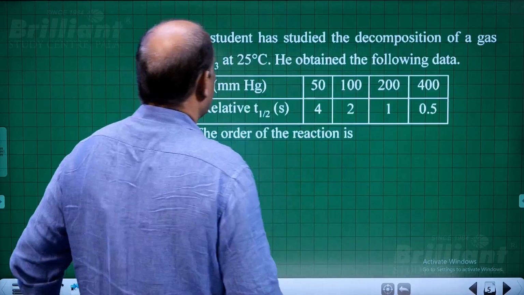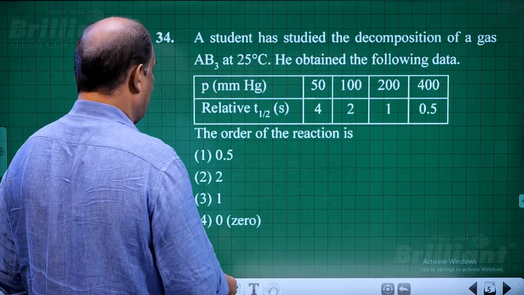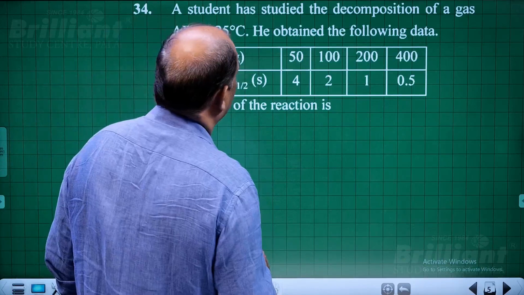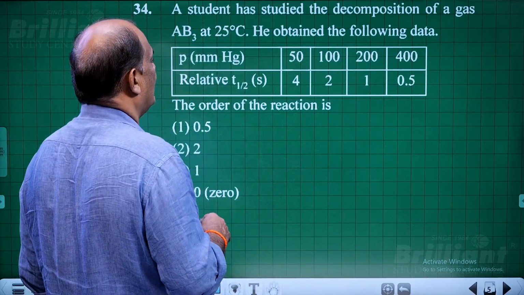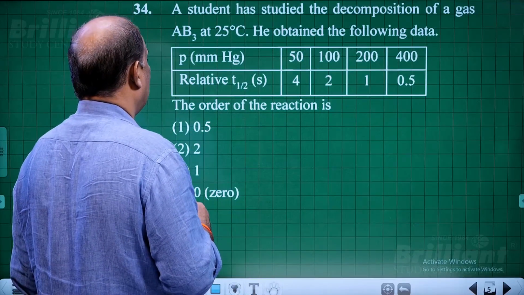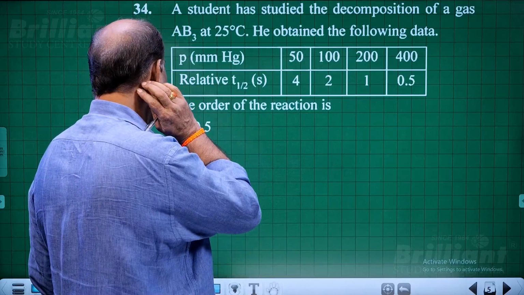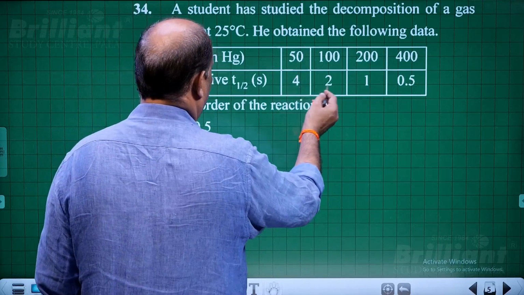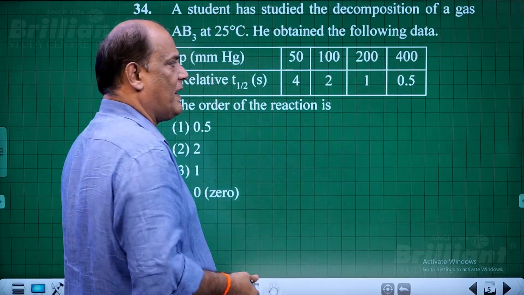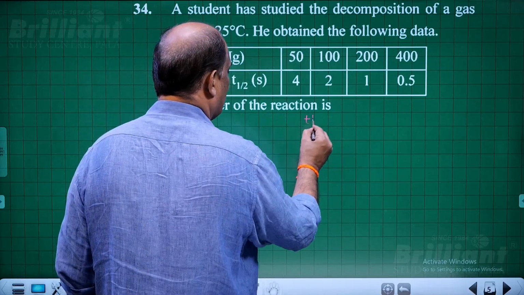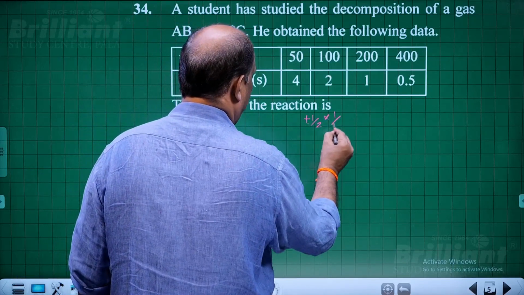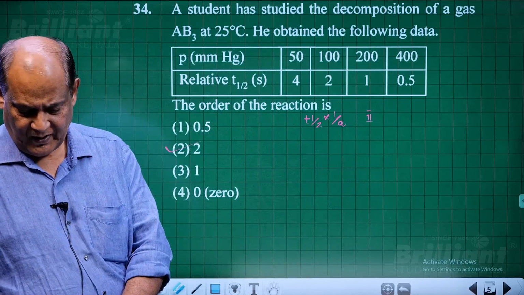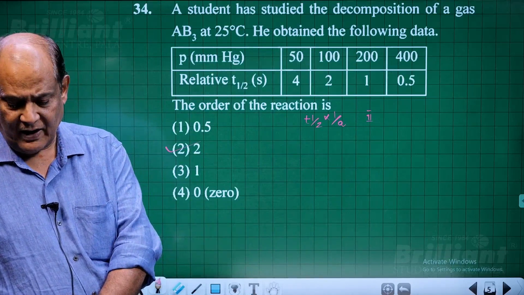1 is the answer. A student has studied the decomposition of gas AB3 and obtained the following data. The pressure in mm mercury, that is 50, 100, 200, 400. Here 4, again 2, 1, 0.5. This is very simple. By seeing this we can say that t half is inversely proportional to a. That is called second order kinetics. By seeing itself we can tell the answer.